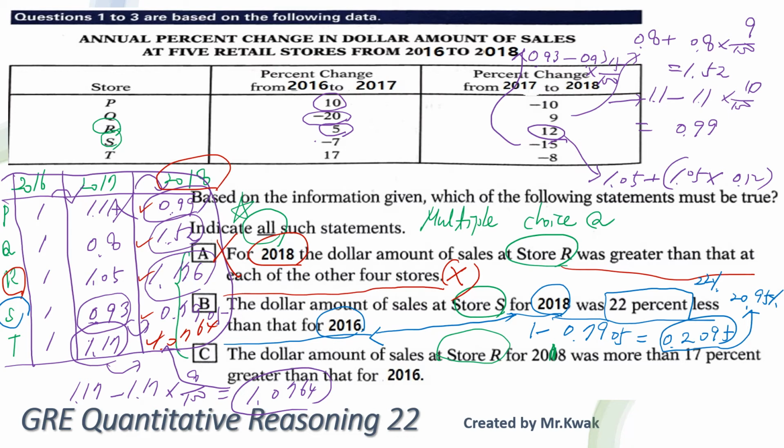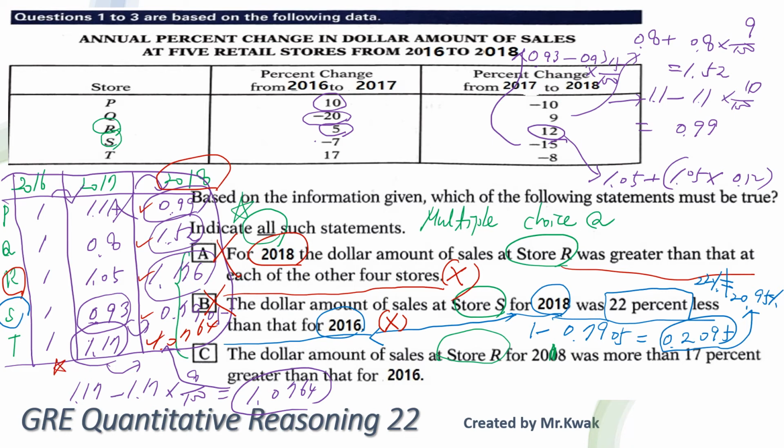So it's not 22% less than that for 2016. So choice B is also an incorrect answer. A little bit messy. I'm sorry, guys. For the last one, we need this table, guys.